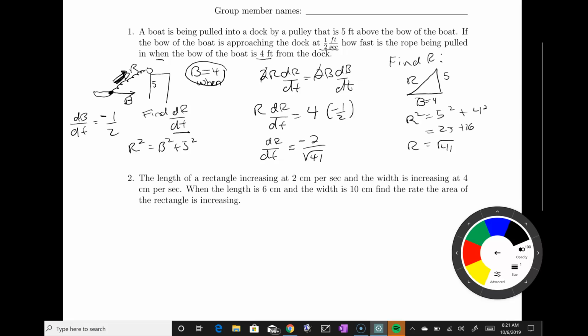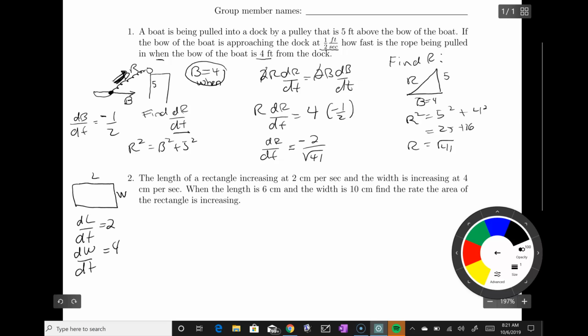So let's do this next one as well. So we have the length of a rectangle. So I don't really need a picture, but I'll draw one just to see what we have. Length of a rectangle is increasing. So I have dl/dt is 2. And I'll call this w. And dw/dt is 4. And they're giving me 2 whens. When the length is 6 and when the width is 10. Find the rate the area is changing. So find dA over dt.